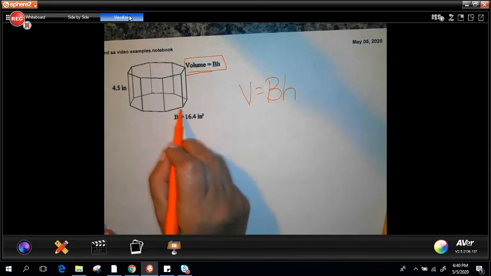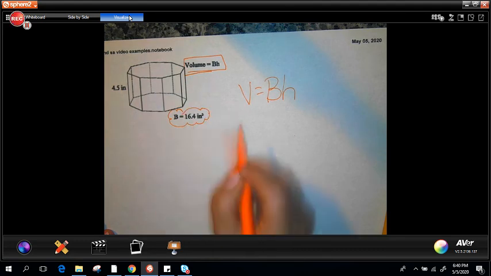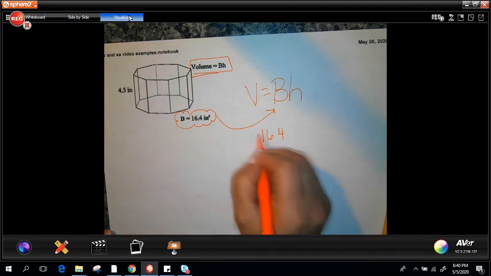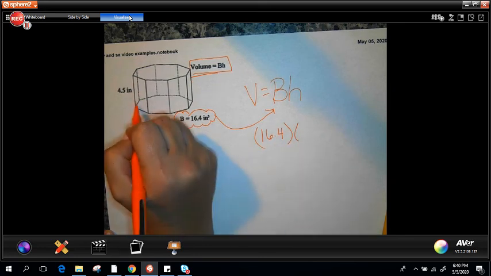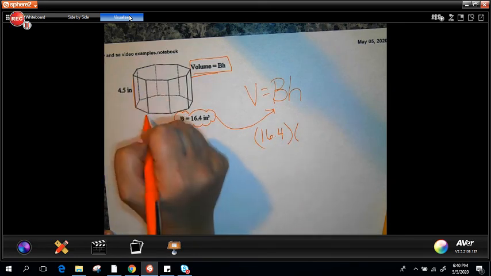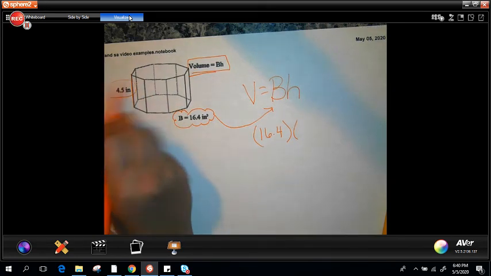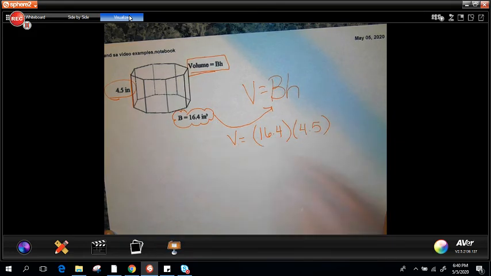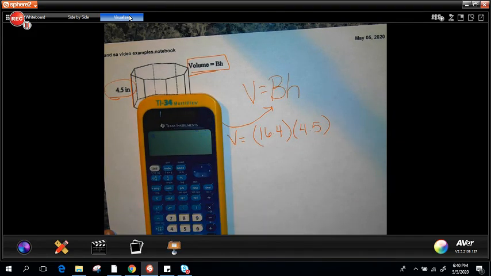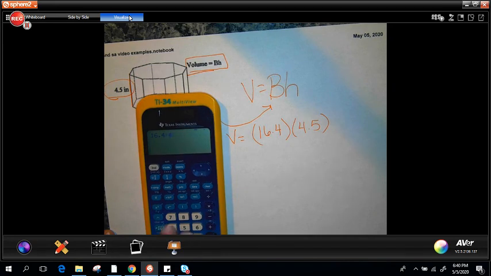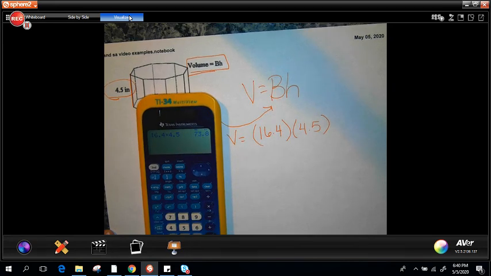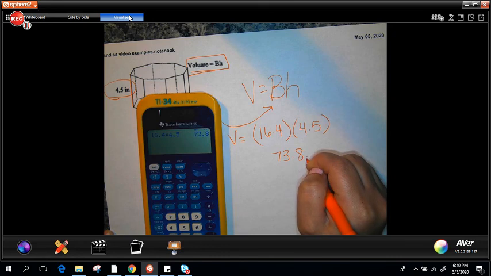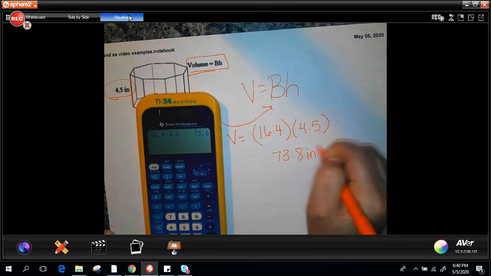So they give us big B. So I'll plug in for B, 16 times 4. And now I need the height, the side that connects the 2 octagons, the 2 bases, 4.5. That's going to be my volume. So I can plug it into my calculator. And I get 73.8, and it is inches cubed.